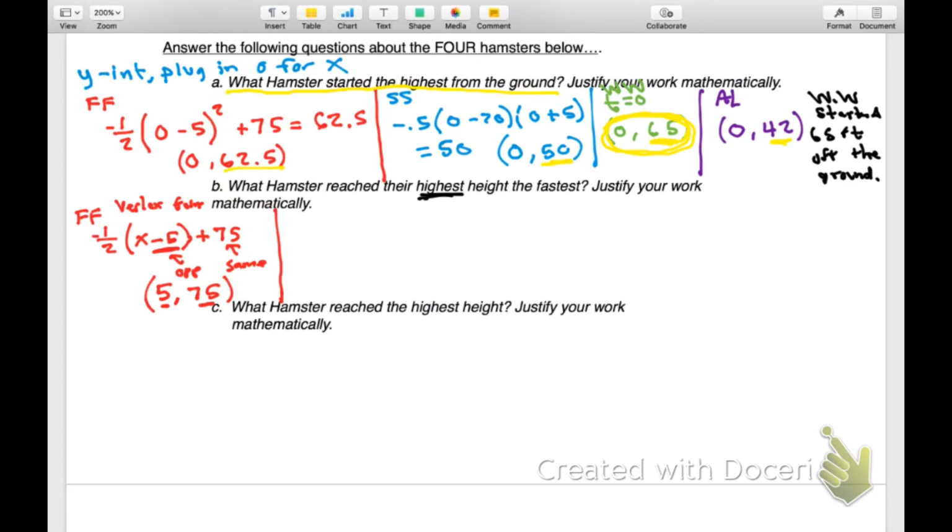Now going on to the Squeaking Scorcher. His equation is -0.5 times x minus 20 times x plus 5. Okay, again, and this is in intercept form.